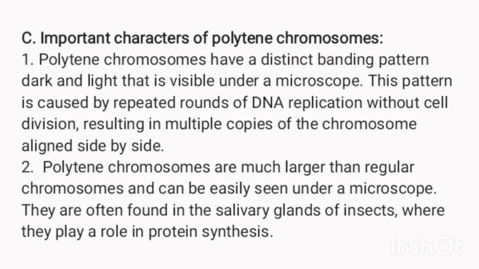C. Important characters of polytene chromosomes. 1. Polytene chromosomes have a distinct banding pattern, dark and light, that is visible under a microscope. This pattern is caused by repeated rounds of DNA replication without cell division, resulting in multiple copies of the chromosome aligned side by side.